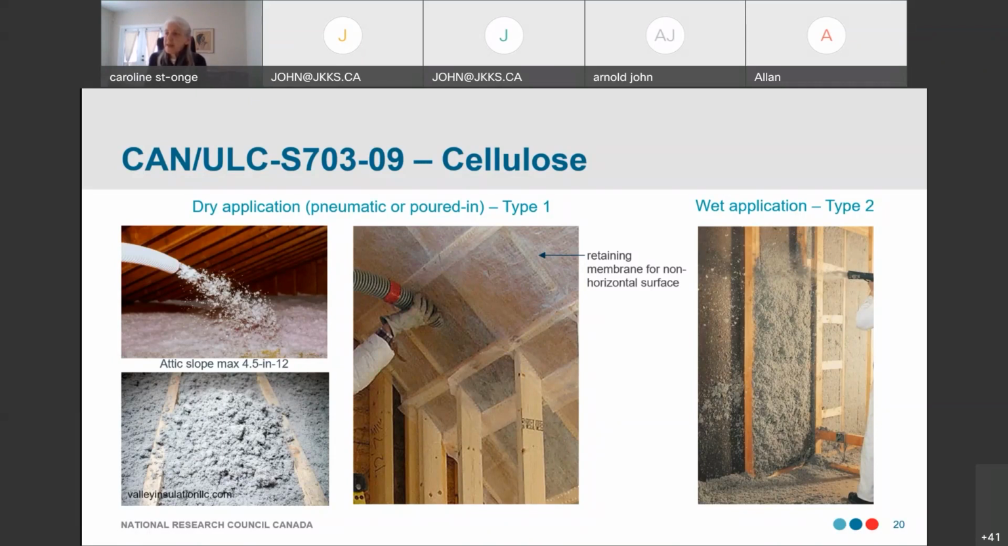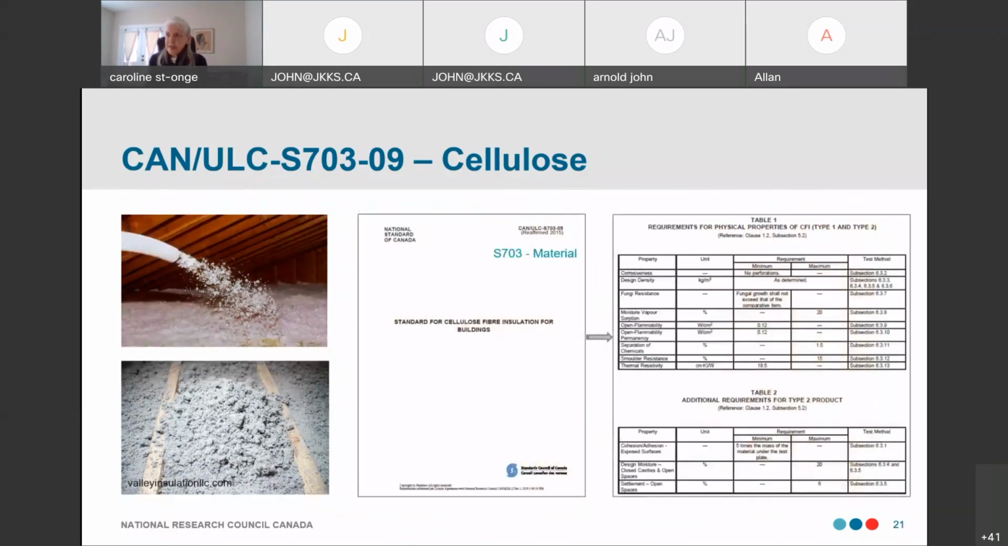at the end of the application, you may see from the picture here that the cellulose is exceeding the depth of the studs. So the installer, once it's done, will have to scrape the exceeding fiber using a squeegee or something like that. The cellulose material does not come with a separate installation standard. So there are no specific guidelines or a separate standard for the installation of cellulose.